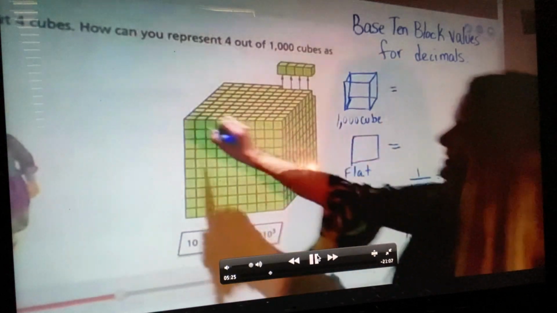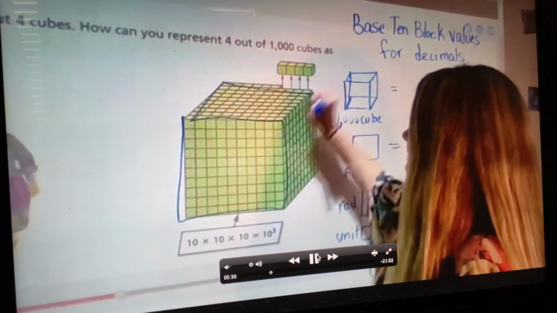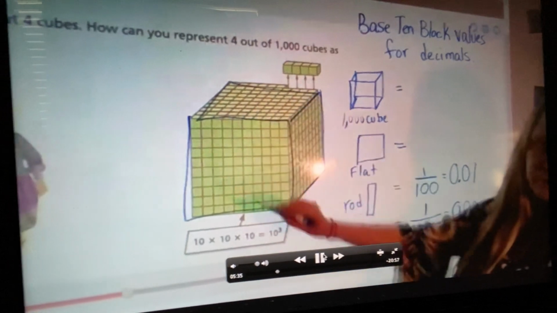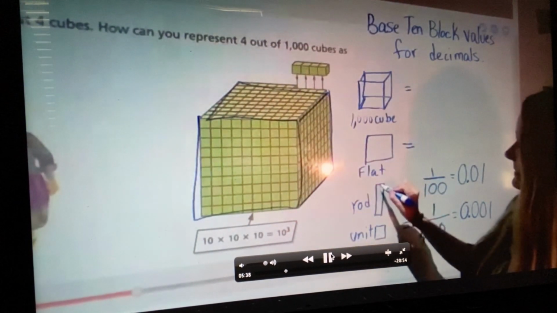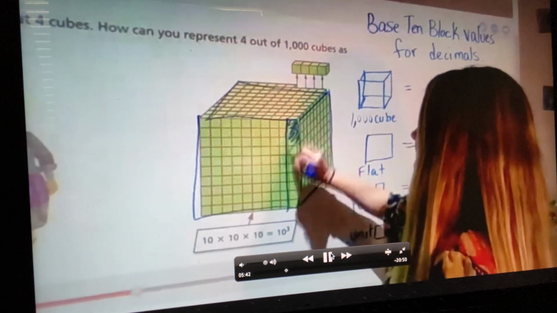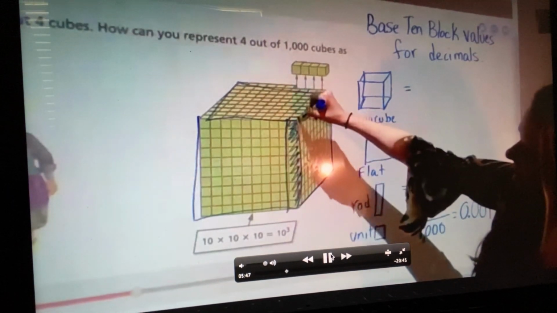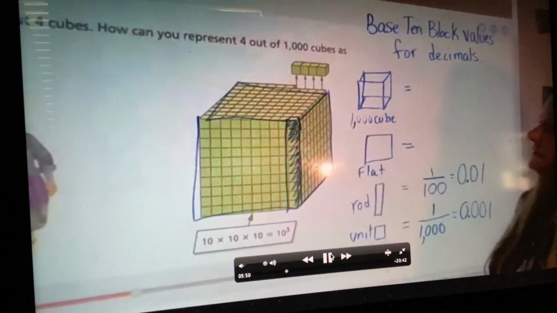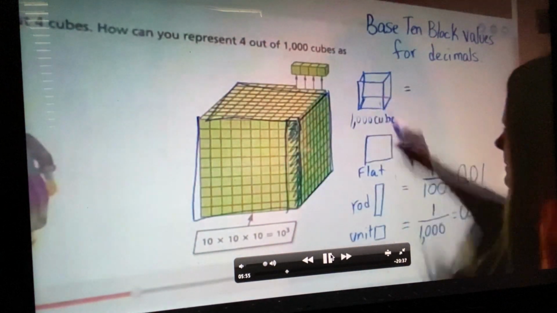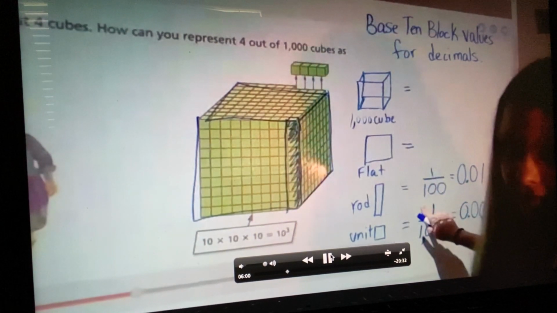Whatever your whole is, you have to set everything else up to go, well, how many would it take to equal that? This right here is 1 cube. How many of the rods or column, this is a rod, it's got one nice tower. How many of those would it equal to equal 1 whole cube? 100. So one of these is worth 1 100th.